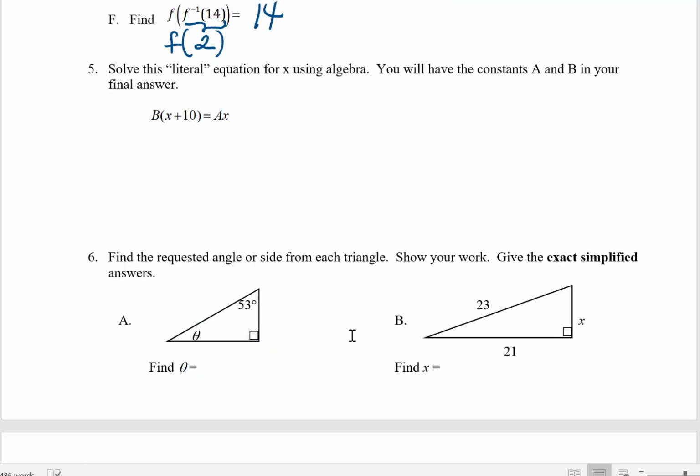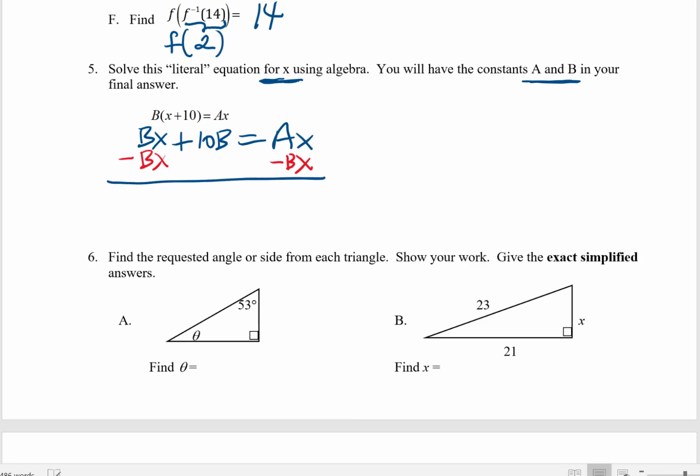Problem number 5, we're being asked to solve this equation for x. We're not going to get a number, though, as the answer. We're going to get an expression involving these other letters, these constants a and b. So I'll pretend that x is my only variable, that a and b are just numbers. Looks like I should distribute here in order to get rid of those parentheses. And that if I want to solve for x, I need all of my terms with an x on one side and all of my terms without an x on the other side. It looks like the easiest way to accomplish that is to subtract this bx from both sides.